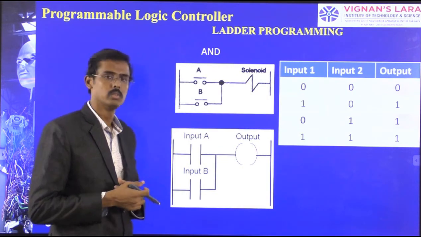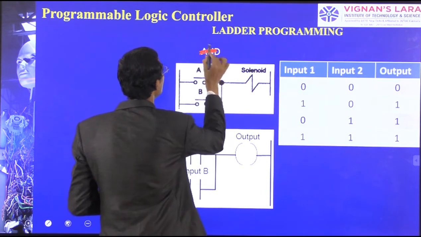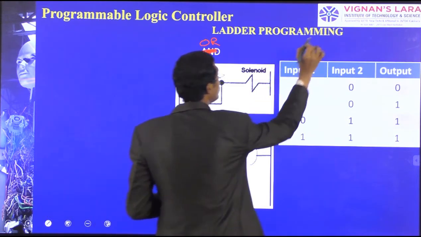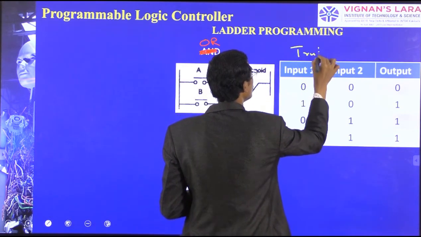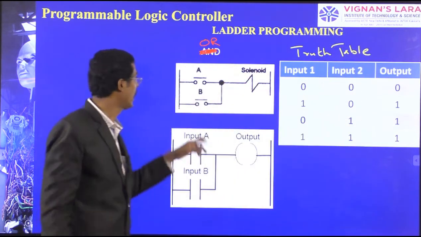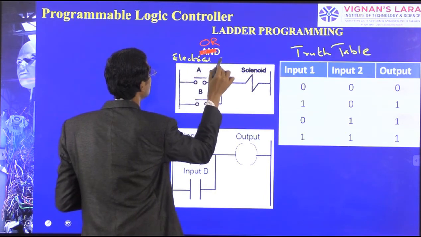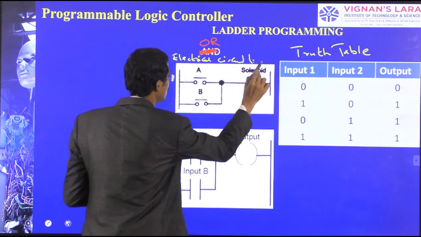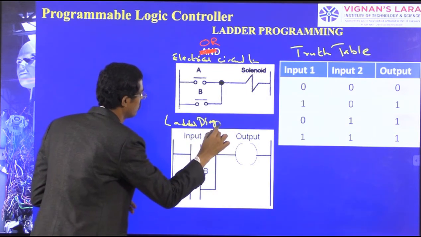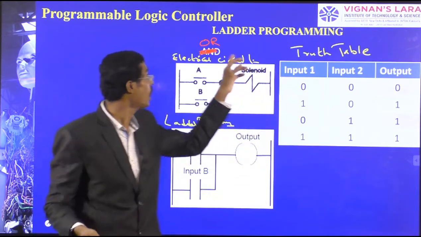Now I want to explain about OR functions. So this is about the OR. We are talking about the truth table. This is the truth table, and this is the electrical circuit. This is the ladder diagram. We have taken it. It means OR.